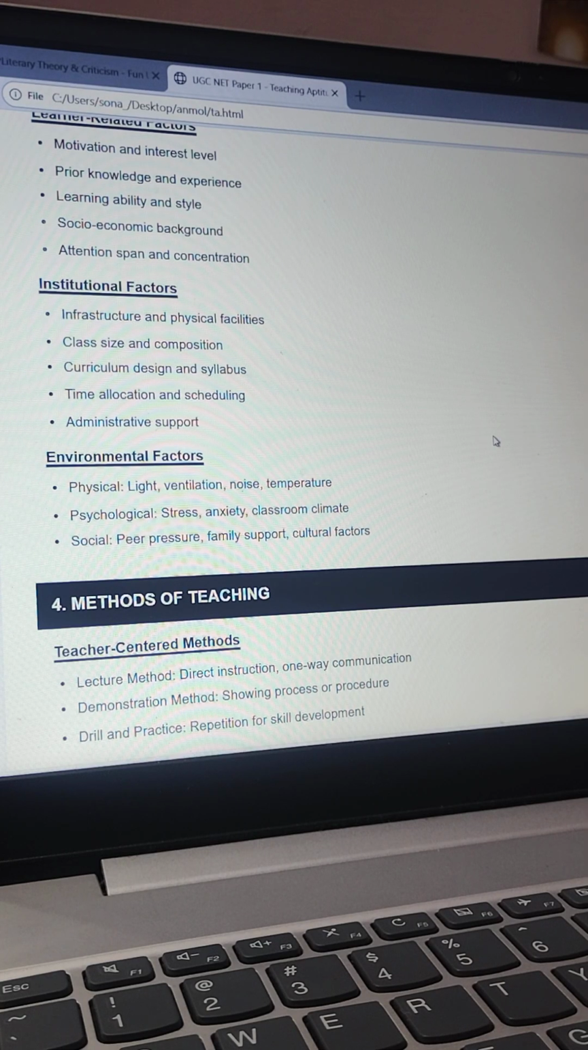Some basic key environmental factors we can talk about are physical, that is light, ventilation, noise, temperature; psychological, like stress, anxiety, and classroom climate; and social, like peer pressure, family support, and cultural factors.